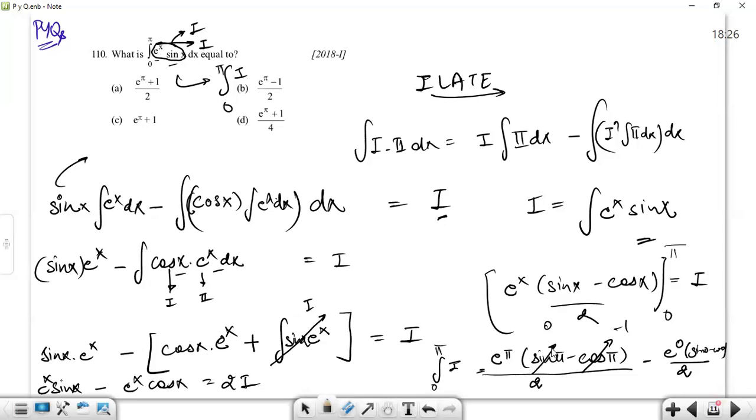So this minus and this minus will cancel each other, and this will become e to the pi divided by 2. And sine 0 is 0, cos 0 is 1, so -1 will remain here also. E raised to power 0 will also become 1. So minus minus will again make it positive, and this is (e to the pi plus 1) by 2. So the answer A is correct.